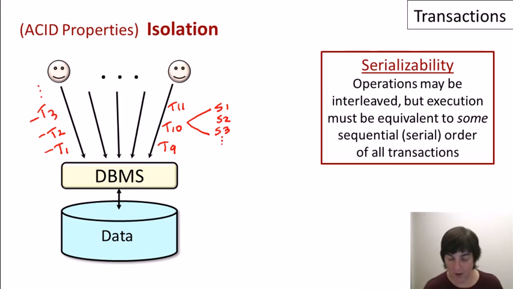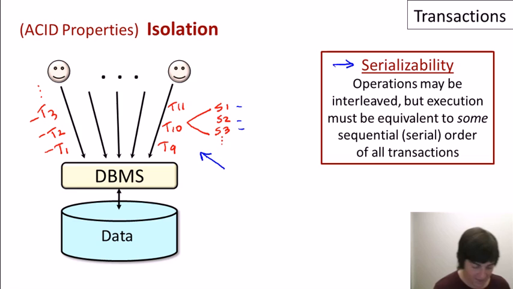So the isolation property is implemented by a very specific formal notion called serializability. What serializability says is that the operations within transactions may be interleaved across clients, but the execution of those operations must be equivalent to some sequential serial order of all the transactions. So for our example over here, the system itself may execute all of the statements within each transaction and over here concurrently, but it has to guarantee that the behavior against the database is equivalent to some sequential order again.